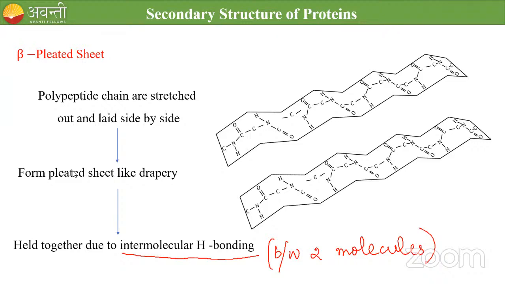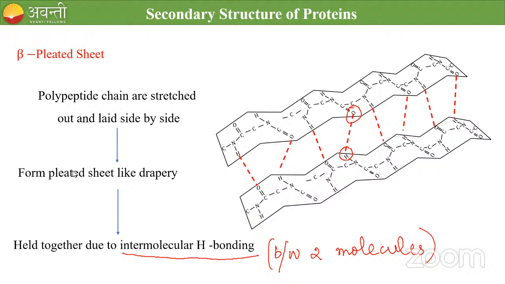So I will show you the hydrogen bonding. Between two sheets, we have hydrogen bonding. The oxygen of one sheet forms a hydrogen bond with the hydrogen of another sheet. Like this, they are held together by this force and exist as a beta pleated sheet in secondary structure. Clear? Shall we go for the tertiary structure?